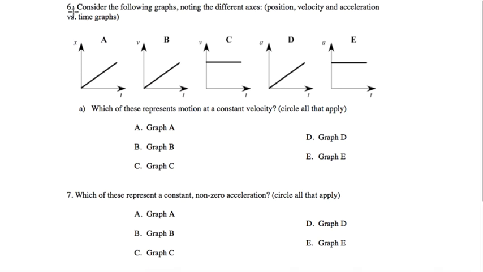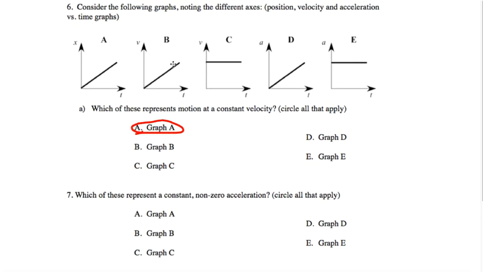All right, problem 6 again, I suppose. Sorry, there's a typo there. Consider the following graphs, noting the different axes: position, velocity, and acceleration. Part A asks which of these represents motion at a constant velocity. Okay, so this is a position versus time graph. We have one straight smooth line, one straight slope. So that's showing it's going at constant speed or constant velocity. So yes, graph A is going constant velocity.